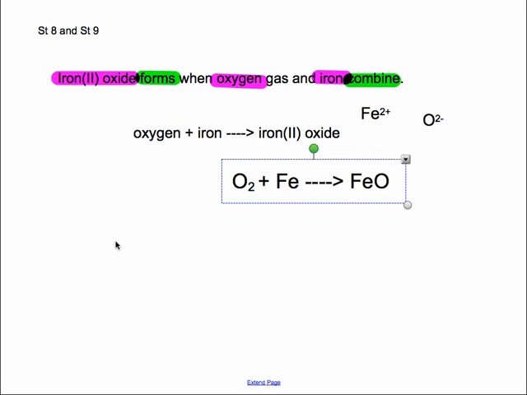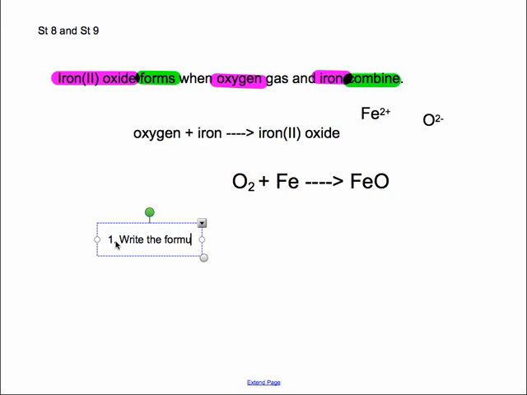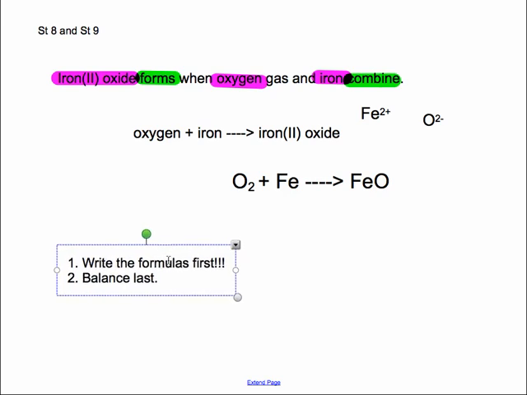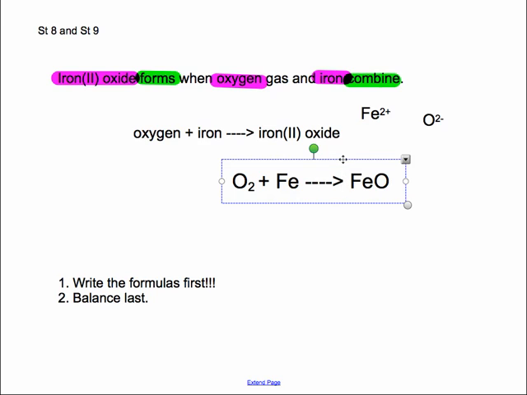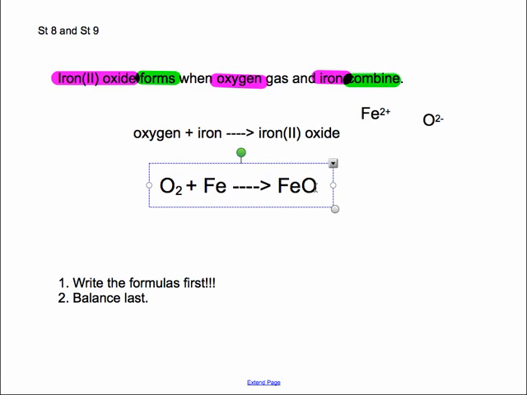But when you're doing these kinds of things, what I recommend you do, number one, is write the formulas first before you balance. Always balance last. Okay? The reason why this matters is because if you try and balance before you have the formulas, you're almost always going to end up with the wrong formulas. The natural tendency for a lot of people here is to put FeO2, which would be completely wrong, because we can see by the charges of our ions that isn't really possible.